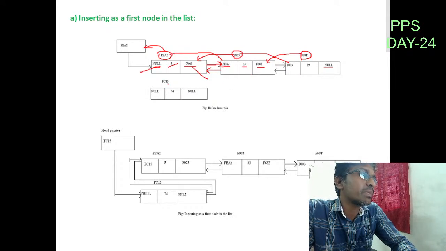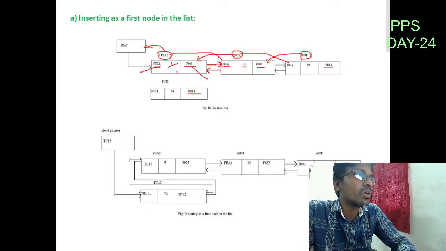So that node can be inserted before 5. So before 5 I want to insert the 74. Then what do I have to do? For 74, you can store the address of the next node, that is the address of the fifth element, FEA2. That address will be stored in the place of null.